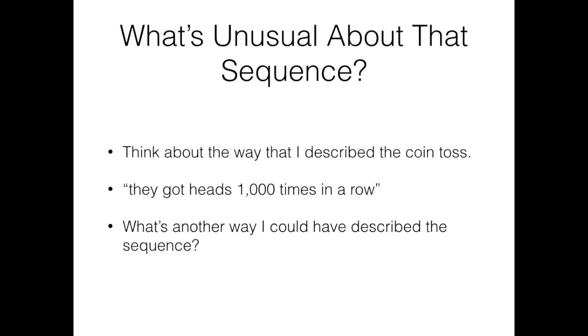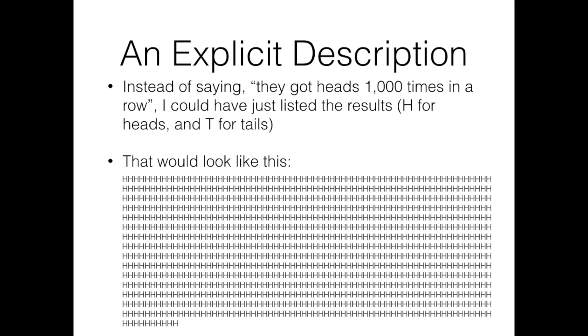So first of all, we have to ask ourselves, what is unusual about that sequence of coin tosses? So let's think about the way that we describe this. They got heads 1,000 times in a row. Well, what's another way I could have described the sequence? I could have described the sequence explicitly. Instead of saying they got heads 1,000 times in a row, I could have just listed the results and put a whole trail of 1,000 H's in a row. They got H, H, H, H, H, H, H, H, H, and so on.